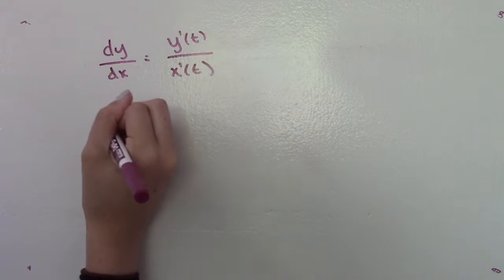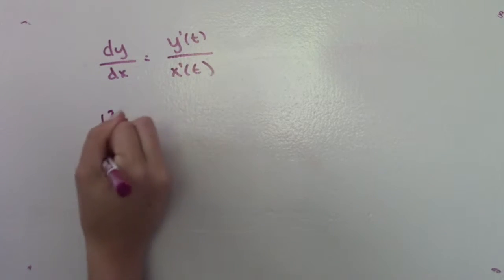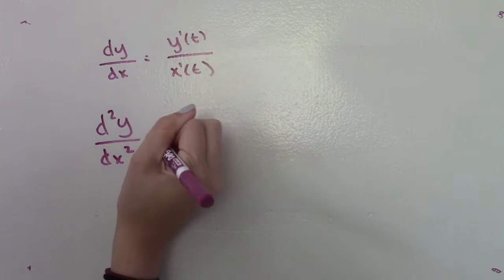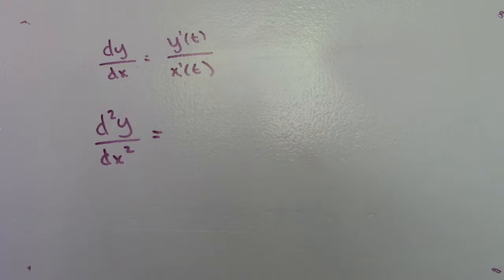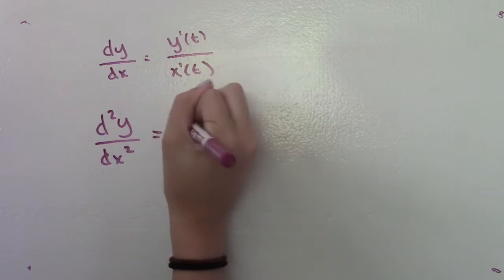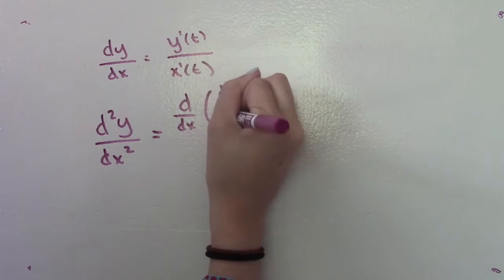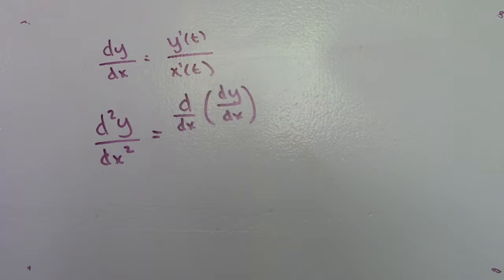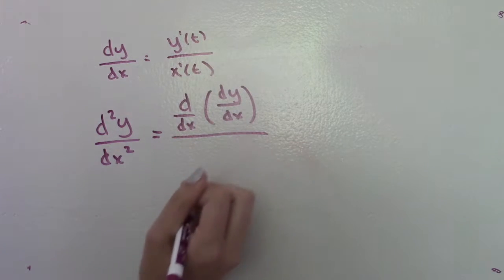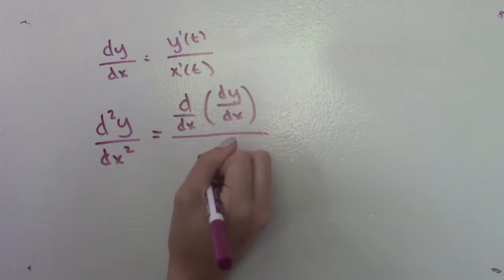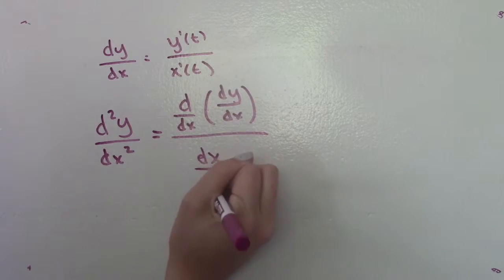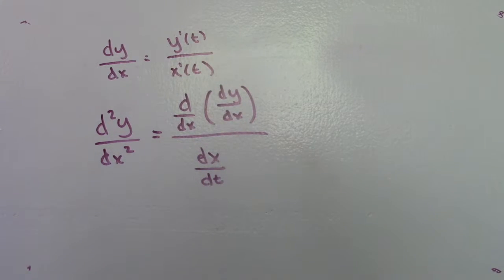However, the second derivative, d squared y over dx squared, is a little bit different. It's not just y double prime t over x double prime t, but it's actually going to be the derivative of your first derivative all over the first derivative of your x value.